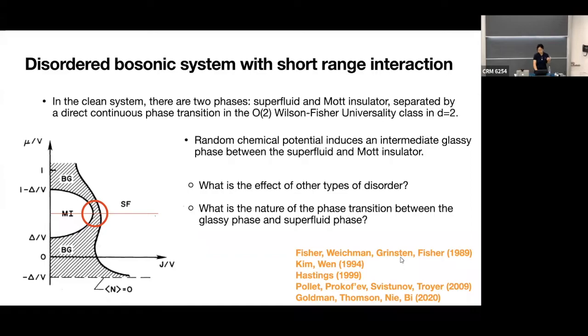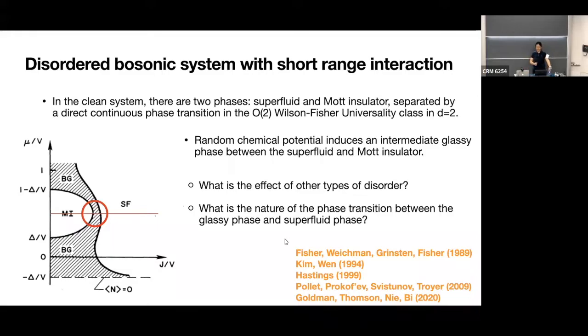Thirty years ago, Fisher and co-authors studied what happens if the bosons have a random chemical potential. They found that there opens an intermediate phase between the Mott insulator and the superfluid phase. The intermediate phase is the so-called Bose glass. It's a glassy phase. They further studied the properties of such a phase, which avoids ergodicity. And following their work, one can ask many other questions.